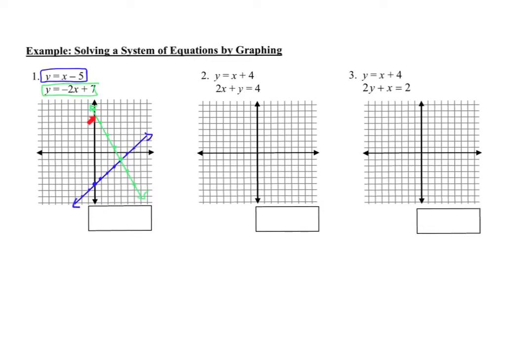When we're graphing systems of equations, the solution represents where these graphs intersect. They intersect at this point, which is at 4, -1.